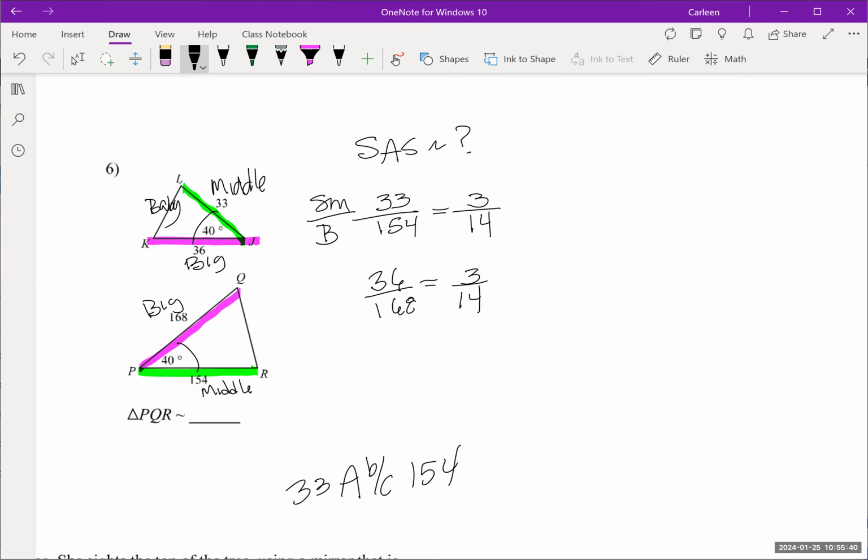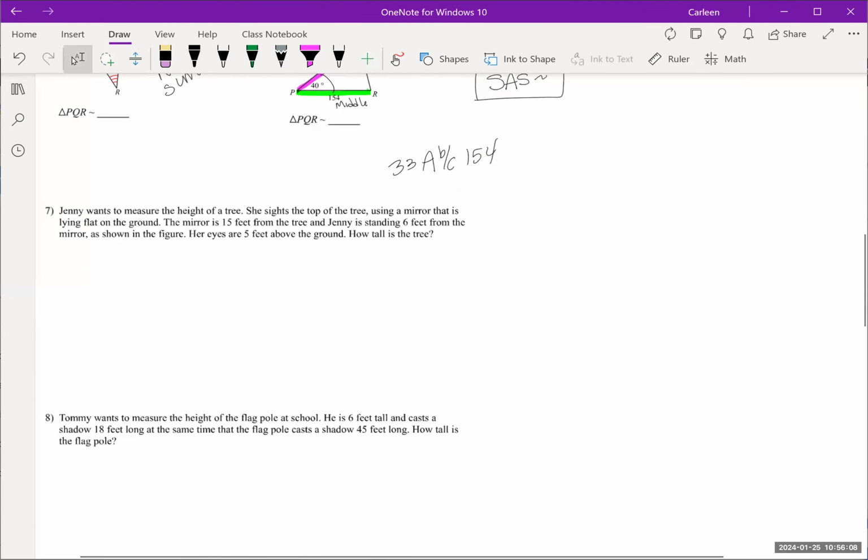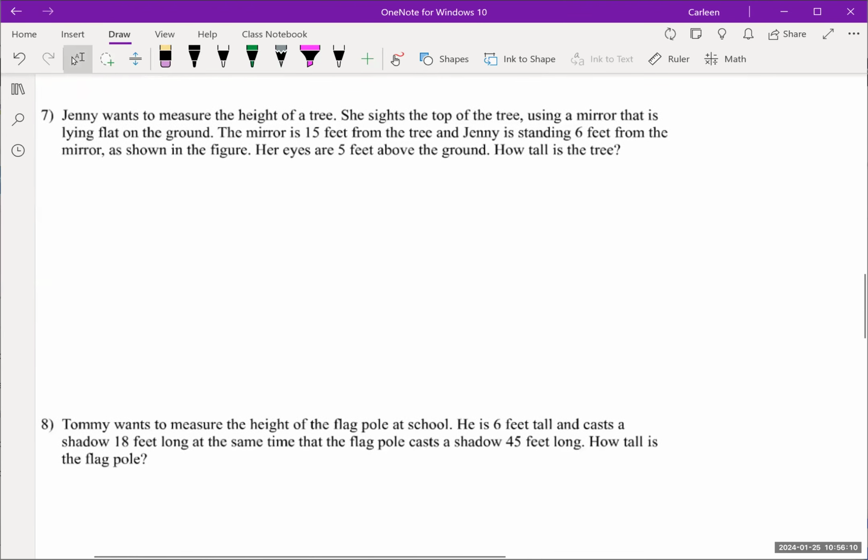So I have 2 pairs of sides that reduce down to the same fraction. That means they are in proportion. So we have enough to say side, angle, side. Two sides and the included angle, not just any angle, the angle that touches both of them. Okay. Next.